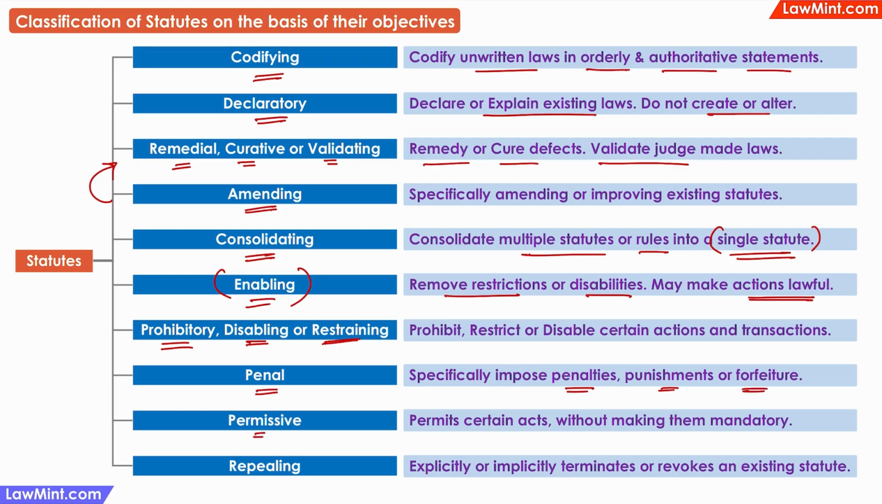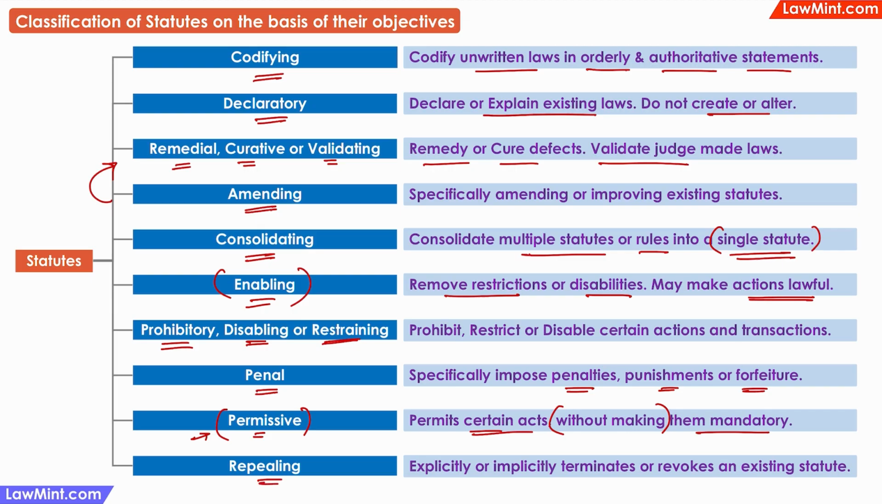Permissive statutes permit certain acts without making them mandatory. For example, the Right to Information Act grants citizens the right to access information that is under the control of public authorities. From a citizen's perspective, it is permissive because it allows citizens to seek information, but it does not make it mandatory. Like I mentioned earlier, the same statute can often be classified under different categories depending on the context. The RTI Act is a good example of this because from a citizen's perspective, the RTI Act is a permissive statute. But from the government authority's perspective, it is mostly a mandatory statute.